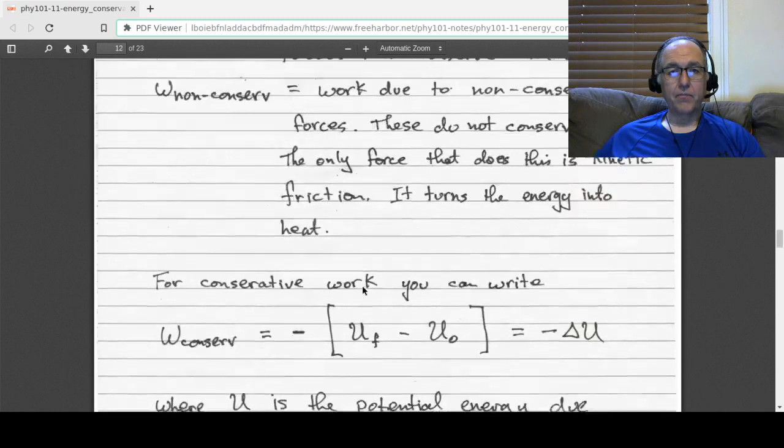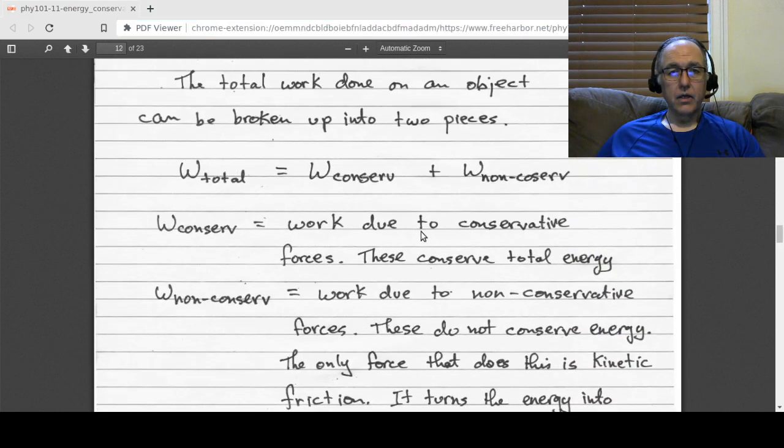So back to this again. We're going to think of the total work as being the work due to conservative forces. That's where you have this kind of storage mechanism, this potential energy, plus something which is not a storage, okay? It's kind of like a sink.